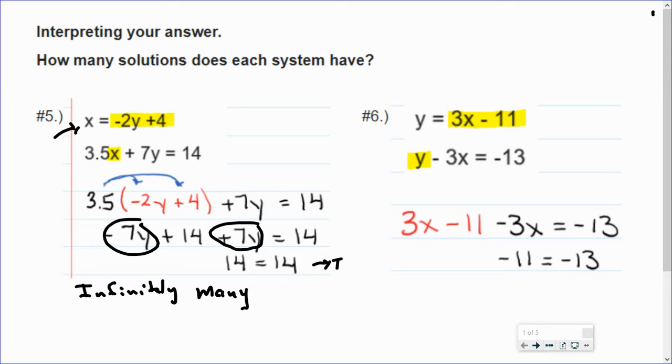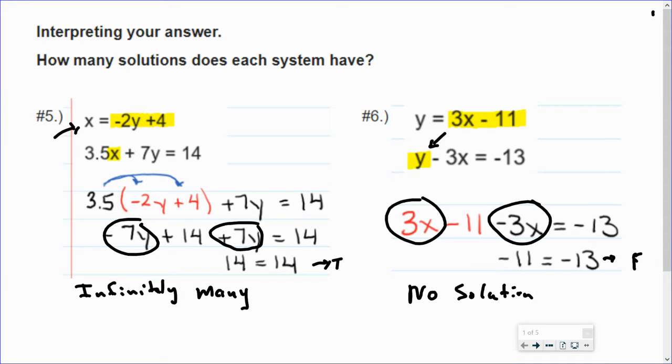Now, this number 6, the second one that we have here, is solved for y this time. The top equation is solved for y, which really makes it easy for me to do. I'm going to substitute 3x minus 11 in for this y. And that's what you can see is done here. So 3x minus 11 now replaces the y. Minus 3x is equal to negative 13. Well, I combine the x's. That's 0. So negative 11 is equal to 13. Well, this is a false statement. That's not true. Negative 11 is not equal to negative 13. That indicates that these two lines are parallel. So that means that this is no solution.